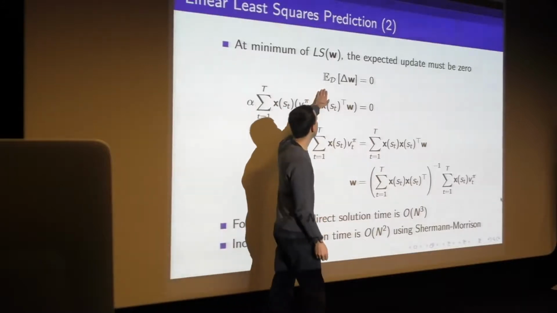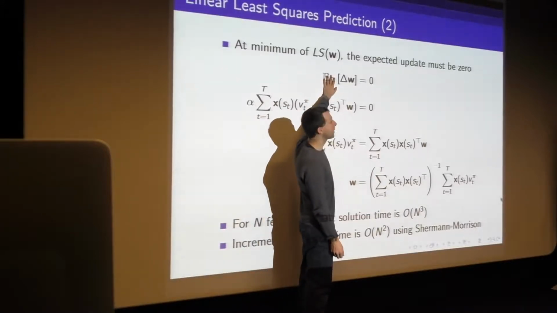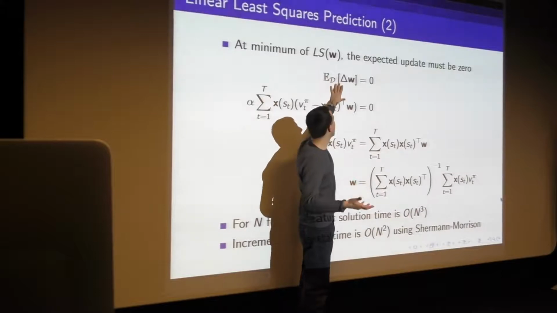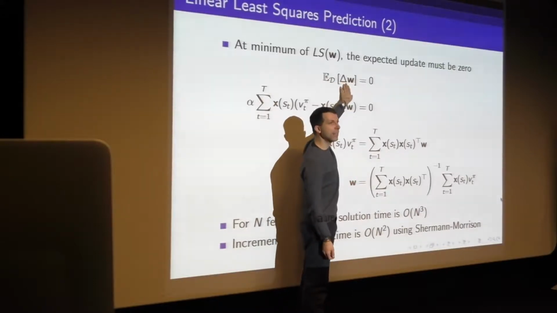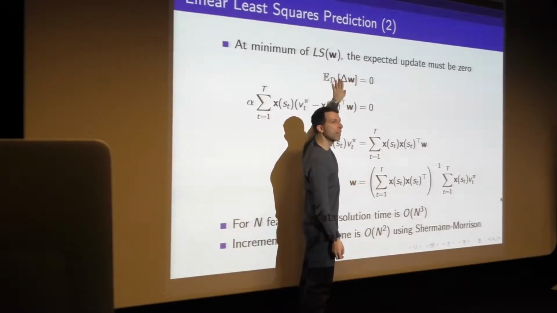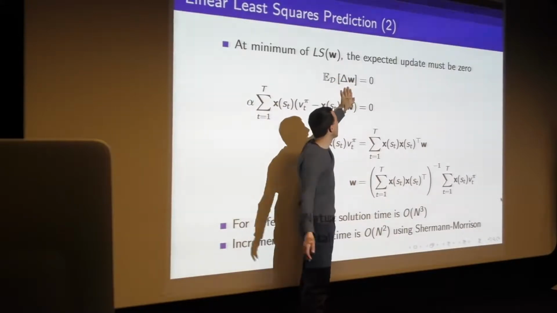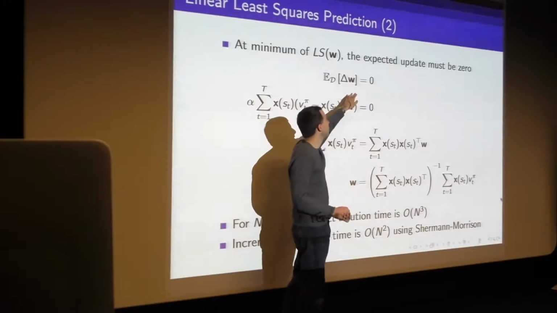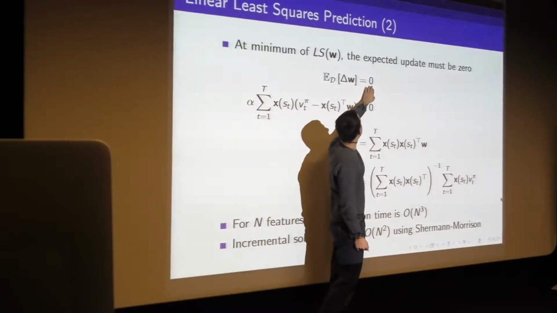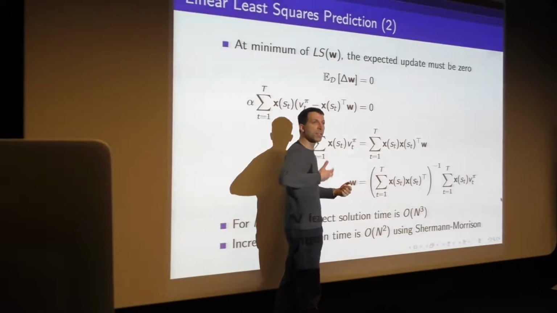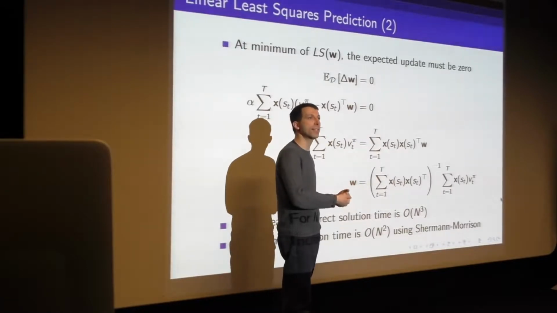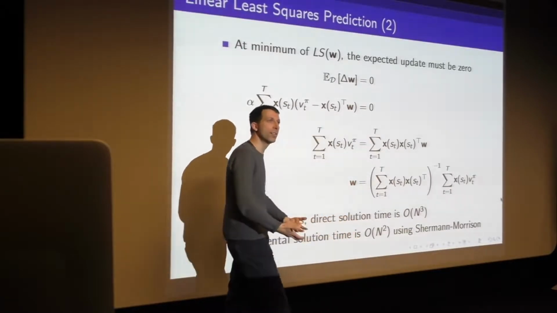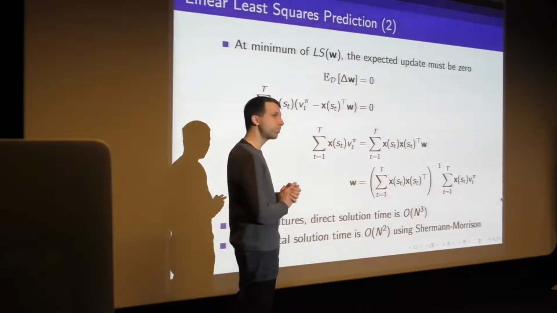Okay? So another way to say that is that if we take the expectation over our data set of the updates that we would make, we would want the expected update over a whole data set to be 0. We don't want there to be any pressure to change this thing. If this was not 0, if this was positive, we would still want to be moving. We'd still choose to change our weights. So that would mean we haven't reached the least square solution yet.